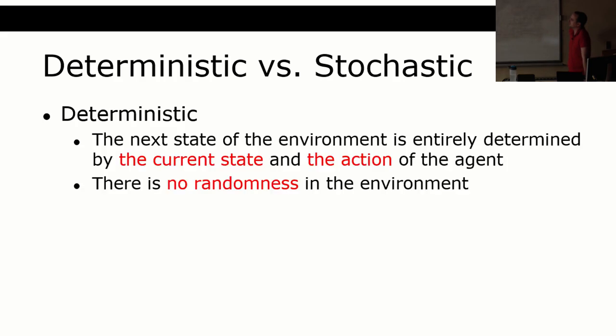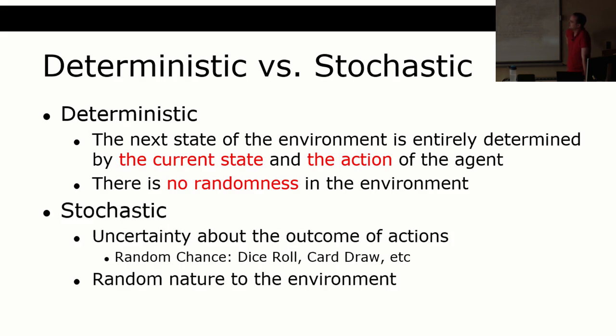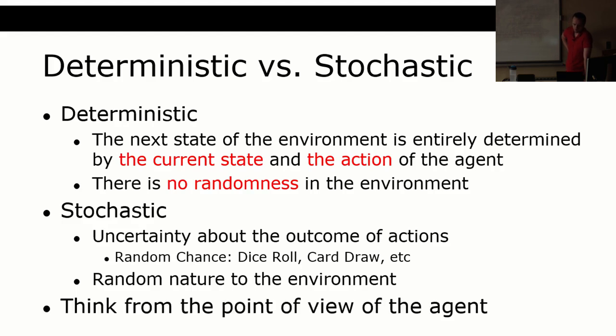Deterministic versus stochastic. Deterministic essentially means no randomness, right? So the next state of the environment is entirely determined by the current state and the action of the agent, and there is no randomness in the environment. Versus a stochastic environment, there may be some uncertainty about the results of actions. So a random chance, like a dice roll, a card draw, etc., and there is some random nature to the environment. And think of this from the point of view of the agent. Okay? Does the agent know what's going to happen, or is there some chance that something could happen?